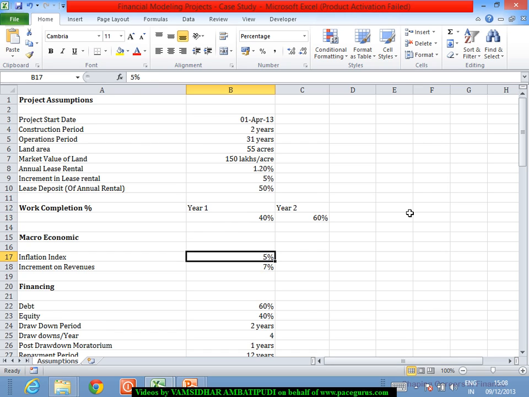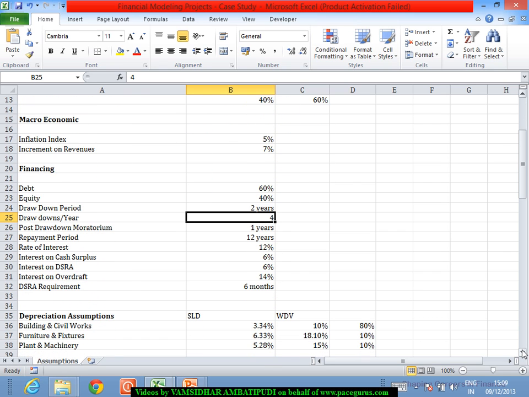Similarly, macroeconomic wise, I have looked at the inflation index being a static 5% for the entire period. But if I have better numbers, especially with respect to the inflation for different years for the next 33 years, I could have very well taken a time series based assumption for inflation index. Similarly, I am assuming that my revenues are expected to grow at the rate of 7% every year. Coming to the financing, this project is expected to be financed at 60% debt and 40% equity, and that debt I am planning to draw down over a 2-year period, which means over the entire construction period, at the rate of 4 drawdowns per year, which means I am planning to do a drawdown on a quarterly basis.